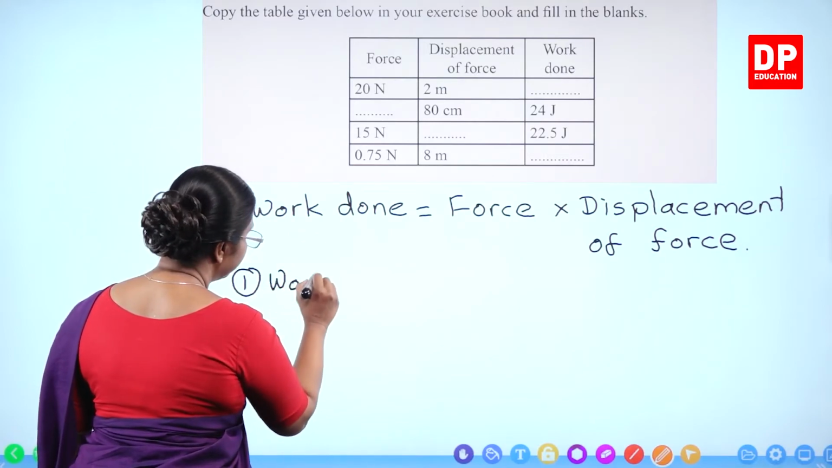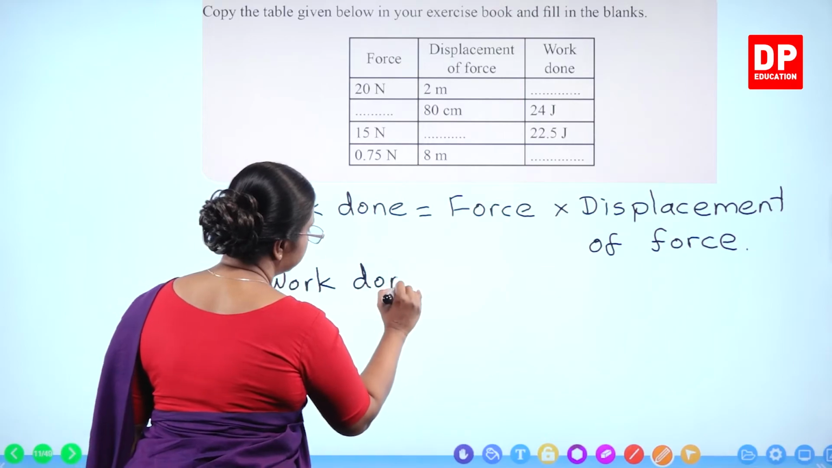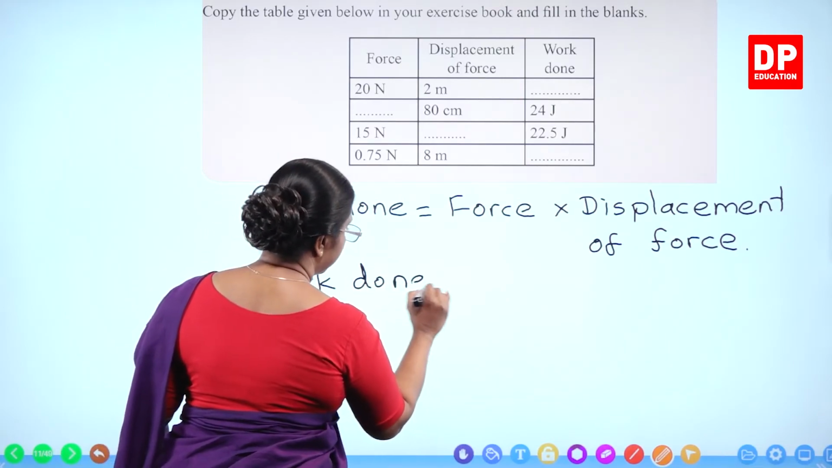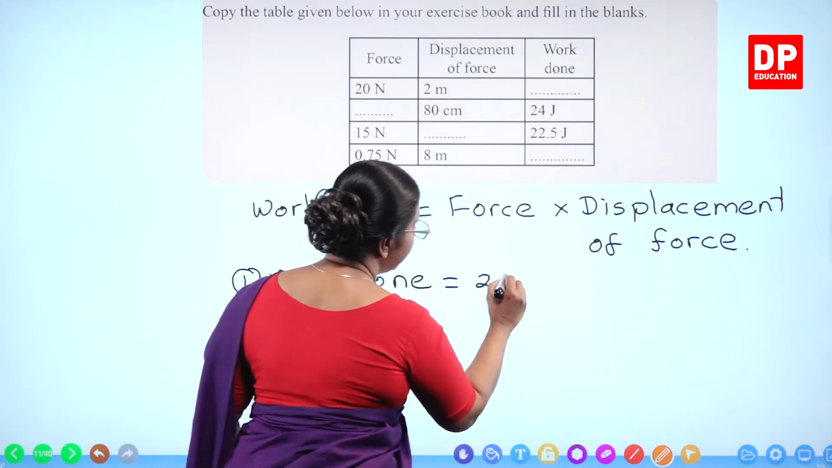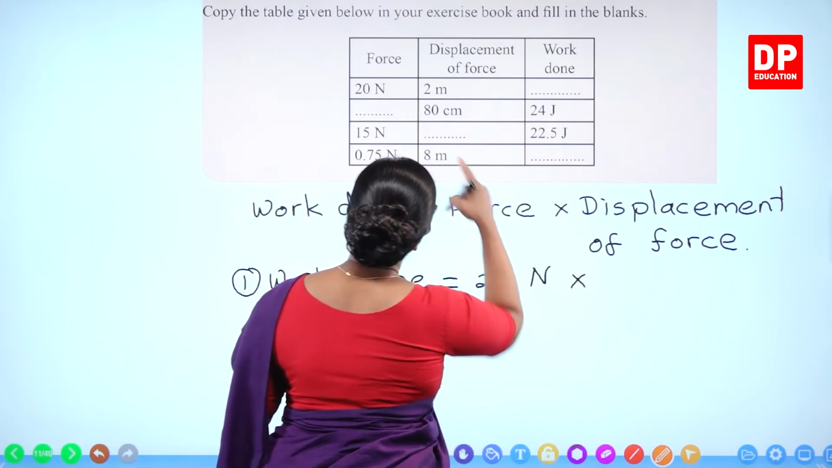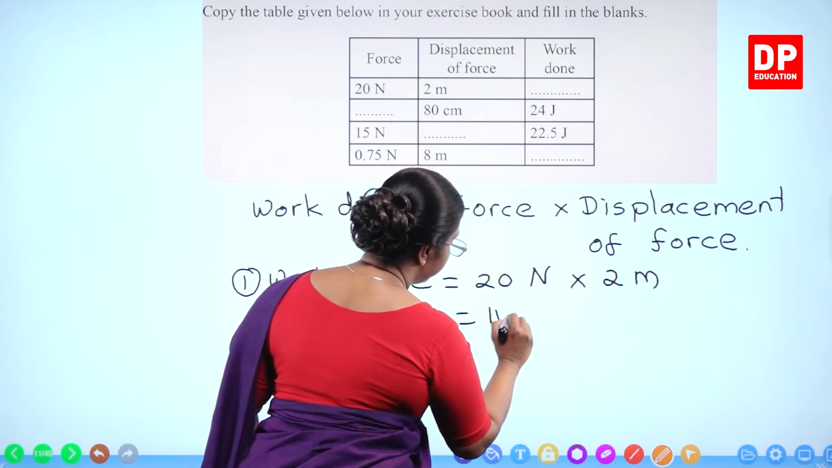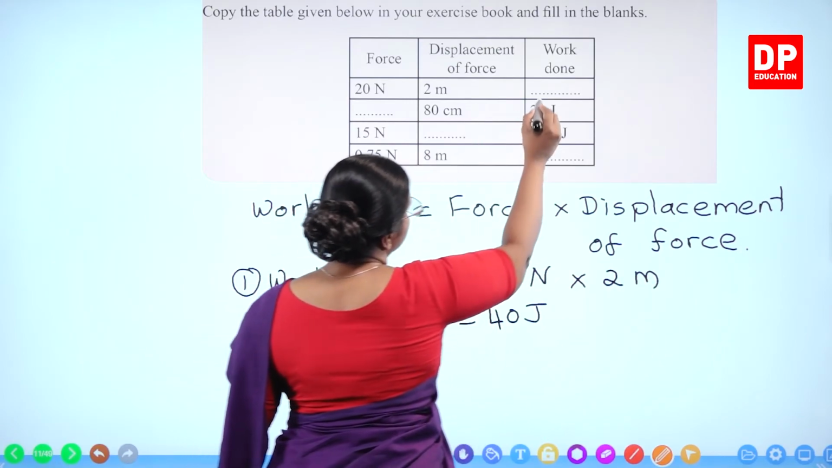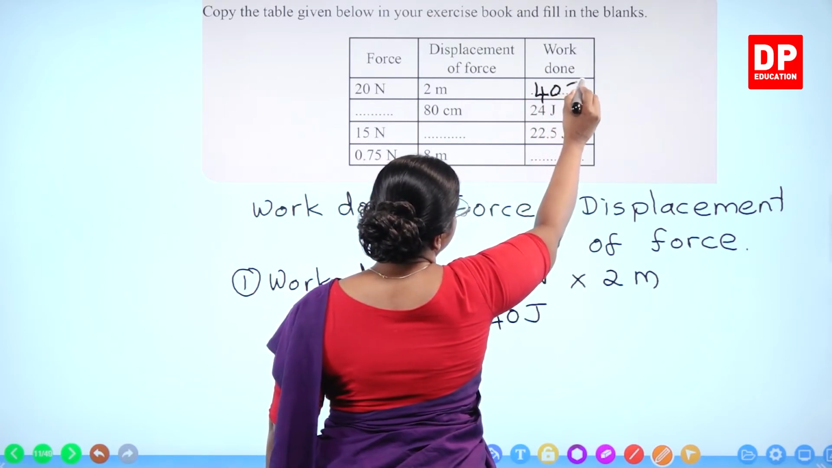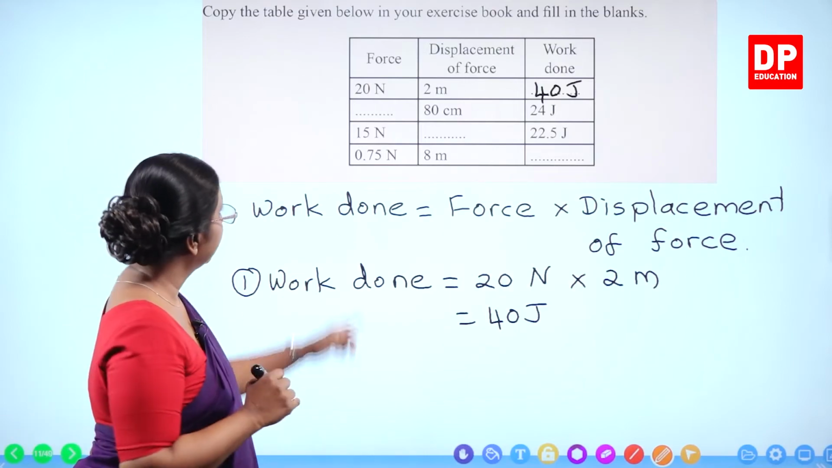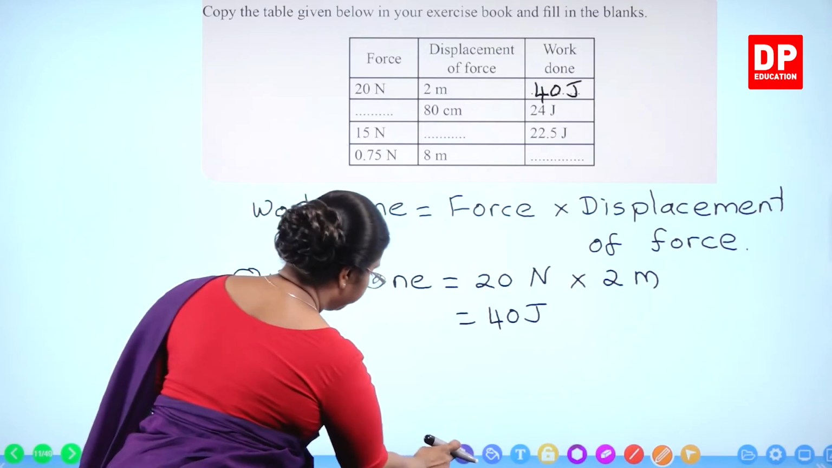So work done is equal to 20 Newton into 2 meters. So that's going to be 40 joules. So the first one, 40 joules. Is that okay? Yes. The second one then.